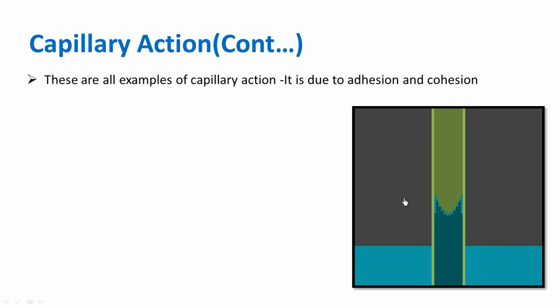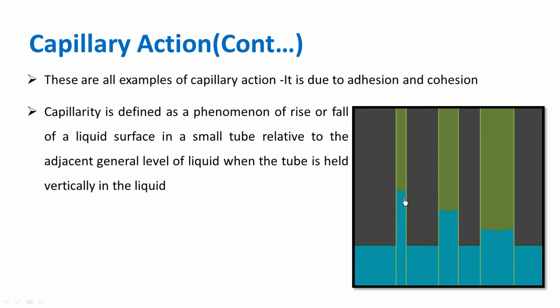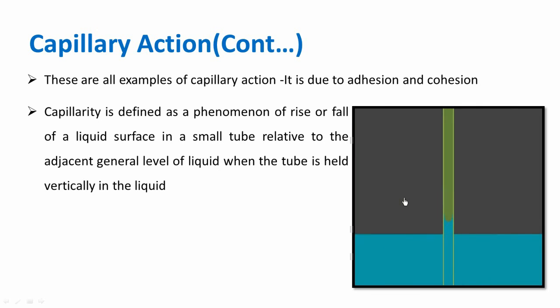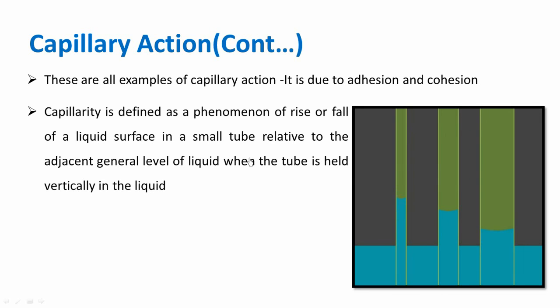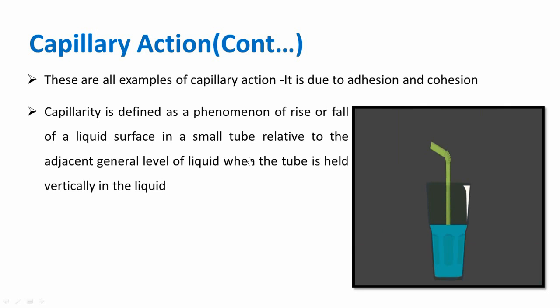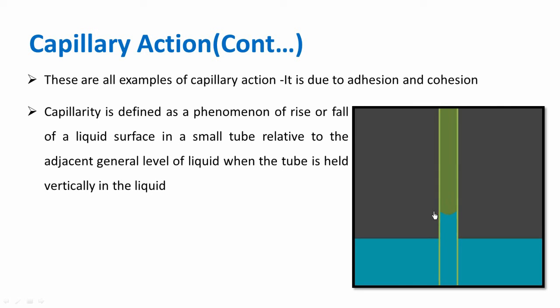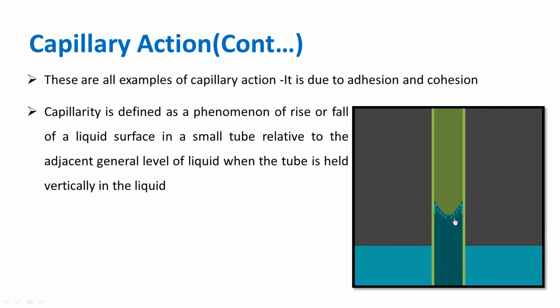So the answer for these examples is nothing but capillary action. Capillary action is because of two things. The first one is the adhesive and cohesive forces. We'll see. Capillary action is defined as the phenomenon of rise or fall of the liquid surface, sometimes it may be a fall, in a small tube, relative to the adjacent general level of the liquid. Okay, here we have the adjacent general level. So this is the liquid level in the small tube.